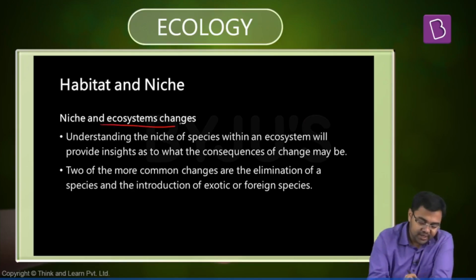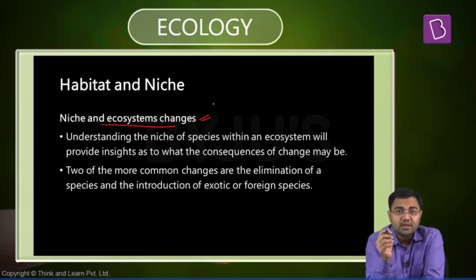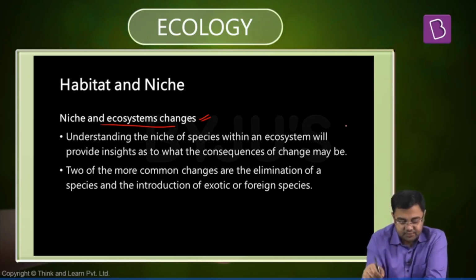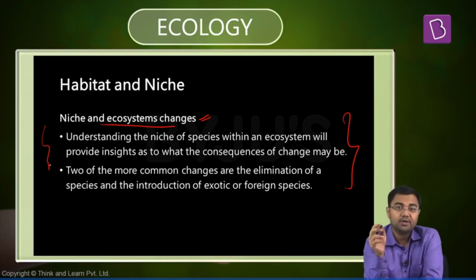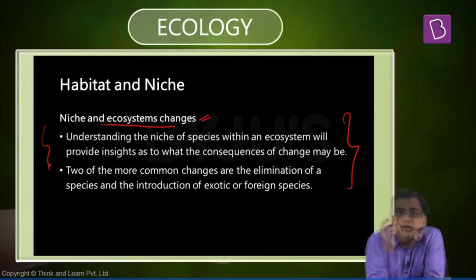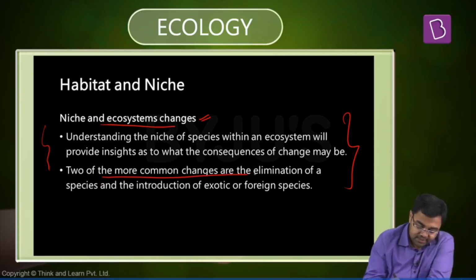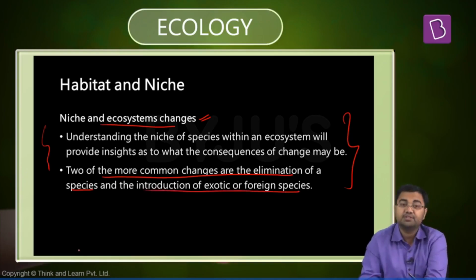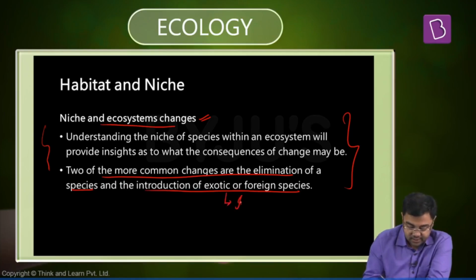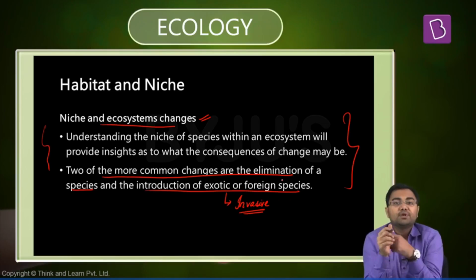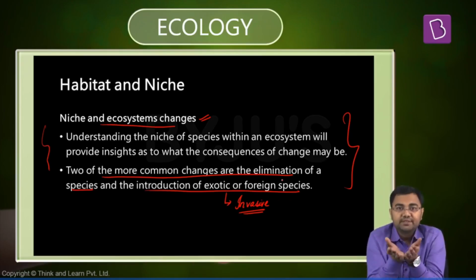Next, niche and ecosystem changes. Why are we discussing this? Understanding of the niche of species within an ecosystem will be very, very important, which will provide us insights into what can be the consequences of the change of a habitat or niche of an organism. Two of the more common changes are the elimination of species and introduction of exotic or foreign species, which is called invasive species. Removal of a species, whether through extinction or through habitat loss, can have many undesirable effects.